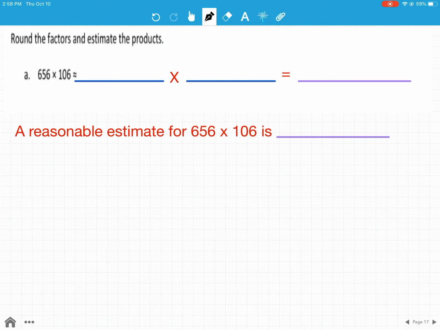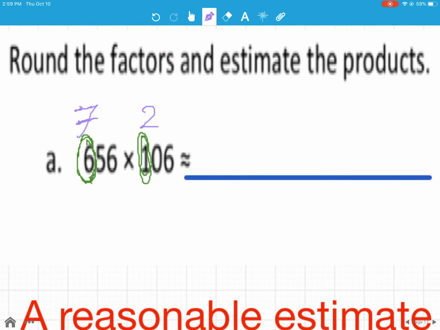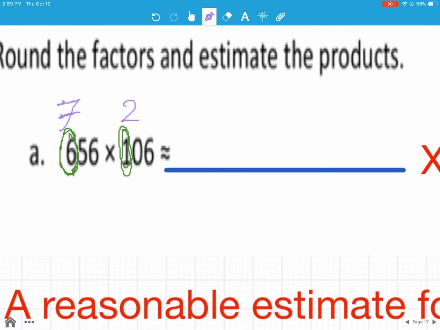Here we go. So we're going to round to make it easier for us to see. What we round to is the greatest place value. So here's the 6 and the 1. Each one of those has one greater. So if we went up from the 6, we would have a 7. And if we went up from the 1, one more would be 2. So for our first one, our answer is either going to be 600 or 700.